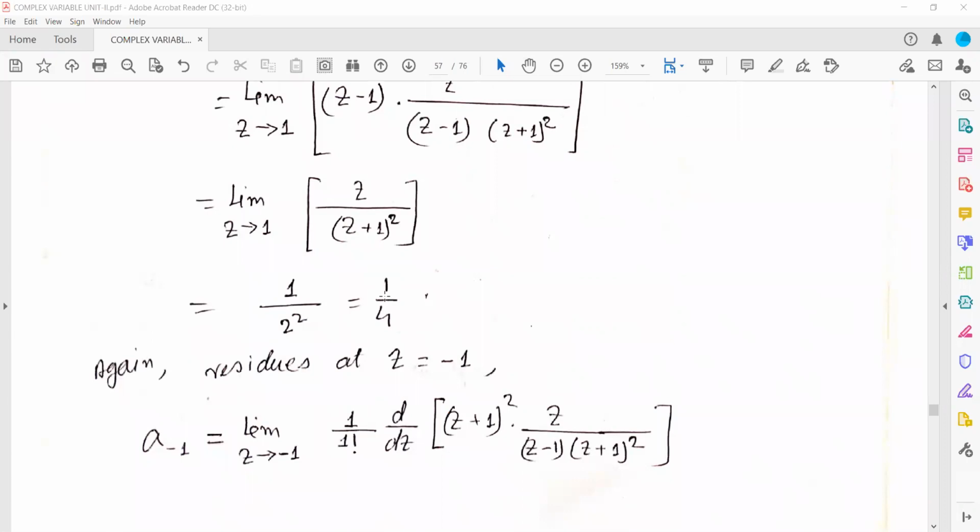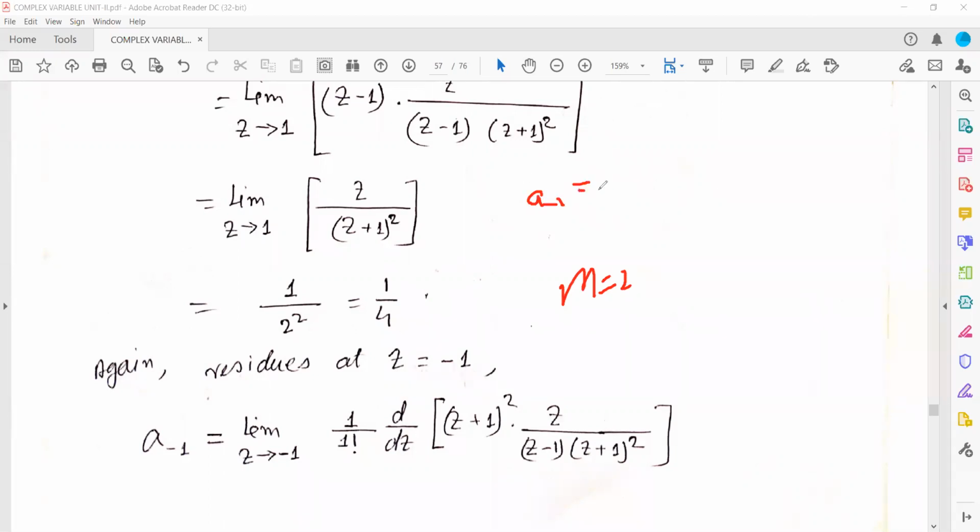Next, we need to calculate the residue of the function at z = -1, and z = -1 is a pole of order 2. So the general formula you need to apply here. What is that? a₋₁, limit z tends to -1, 1 upon (m - 1) factorial. So here m is equal to 2.